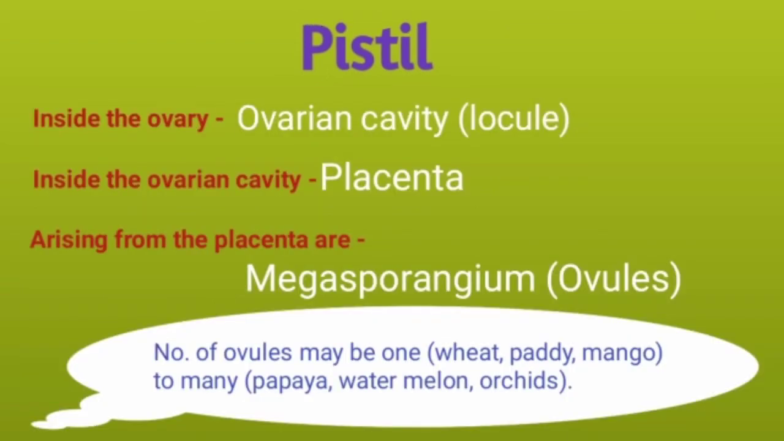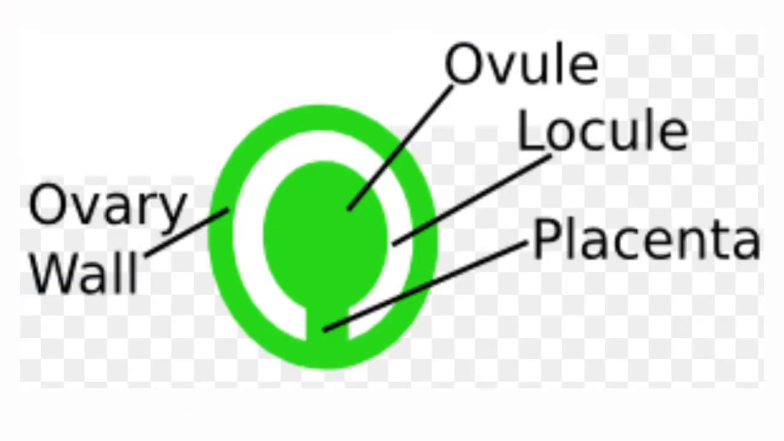And now let's see about the structure of transverse section of an ovary. So inside the ovary, we will get the ovarian cavity, which is also known as locule, and inside the ovarian cavity, we will get the placenta, and from the placenta megasporangium will arise. So this megasporangium is also known as ovules.